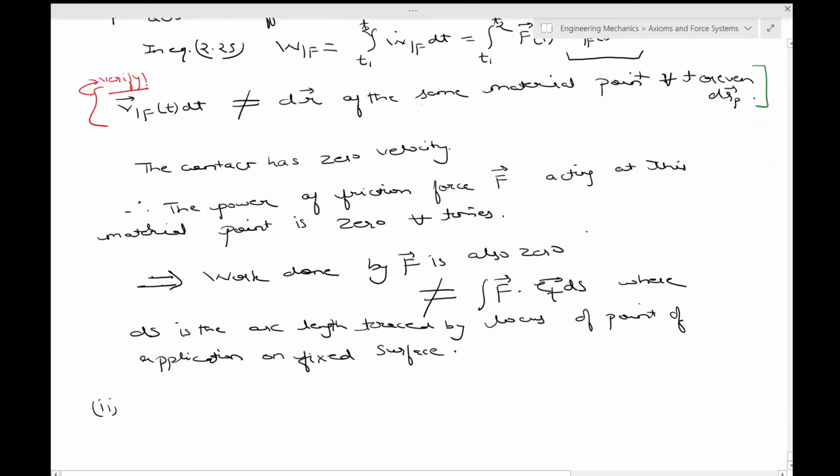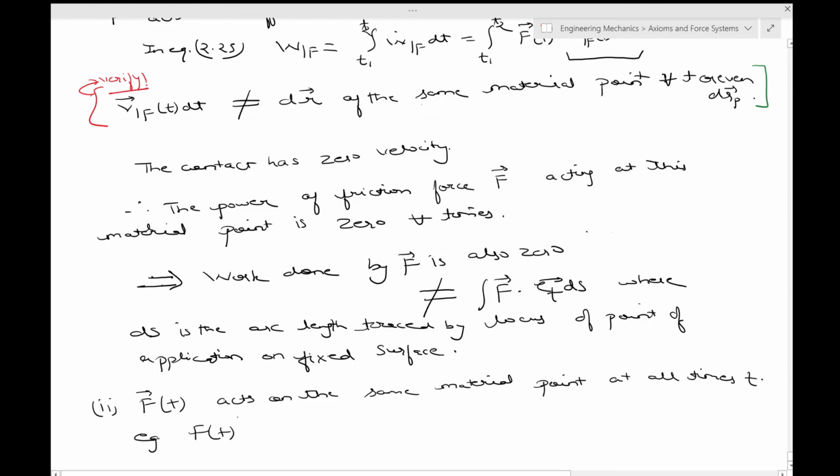Now one can take the second case. F of t acts on the same material point at all times t. So F of t acts on the same material point at all times t. This can be an example of force F of t acting on the center of a wheel.